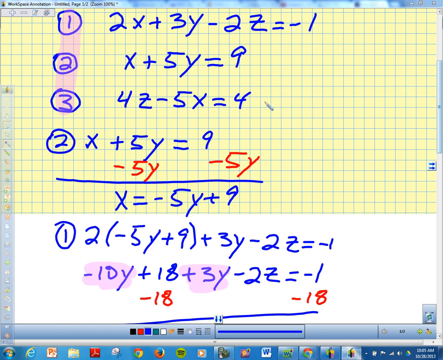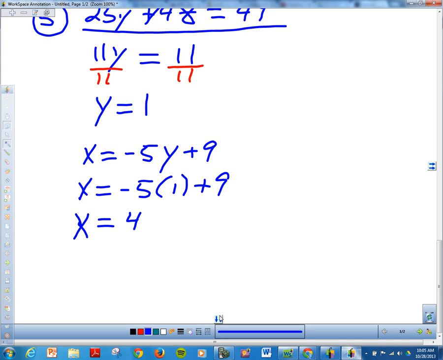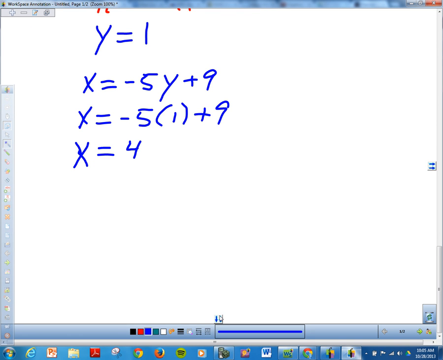4z minus 5x equals 4. Look at all that math. So that was equation 3, right? 4z, what was it?